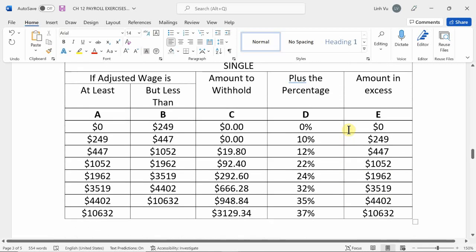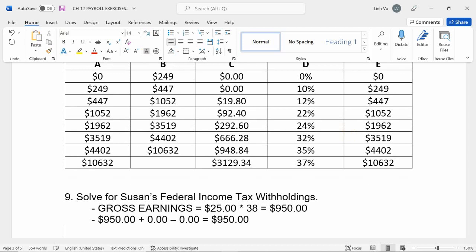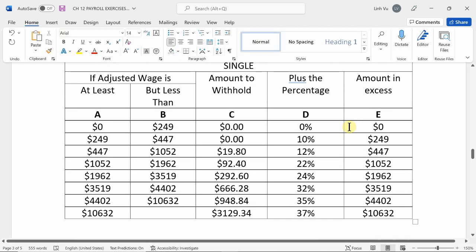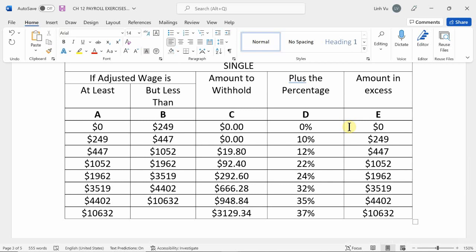So looking at the table here, right, this is step 3, right? I need to use the circular E table. So if she's earned a total of $950, which percentage is she going to be subject to have to pay? Or what bracket is she in?